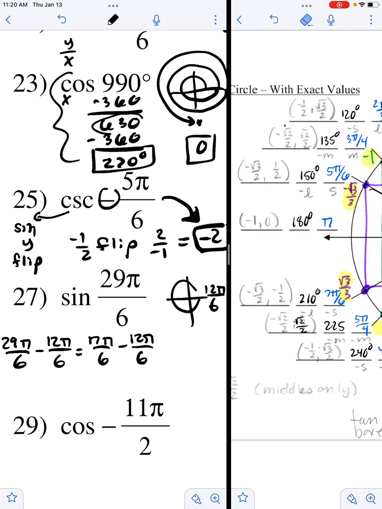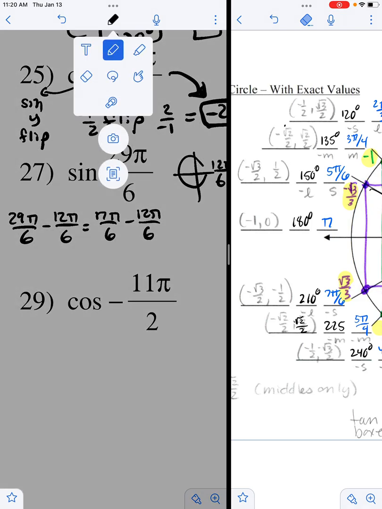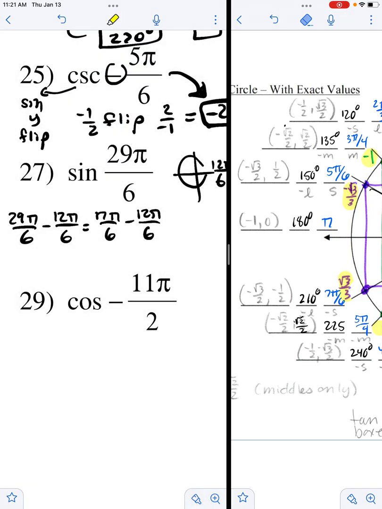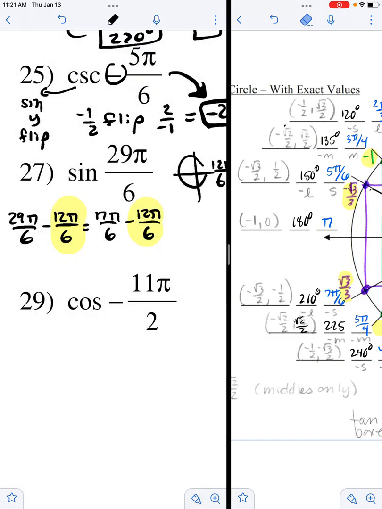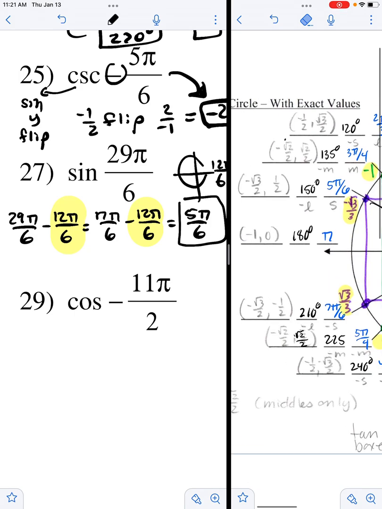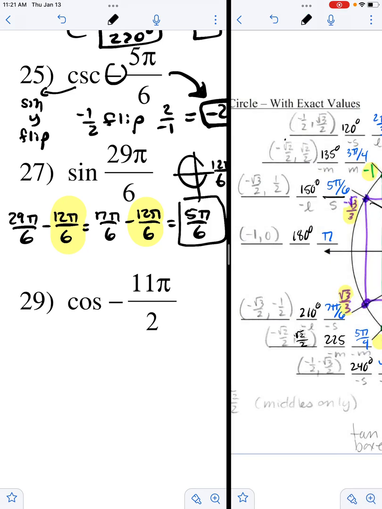Our first trip around landed us at 630. That wasn't enough, so we had to subtract another 360. Doing that again. We're just going around the circle more than once, so we're taking away 12 pi over 6 each time. But 17 minus 12 puts me at 5 pi over 6. That's good. I can find that. That's right here on my unit circle. Now, what are they looking for? Sine. So y. So now that I know where I am, I just look at my y value, which is 1/2.